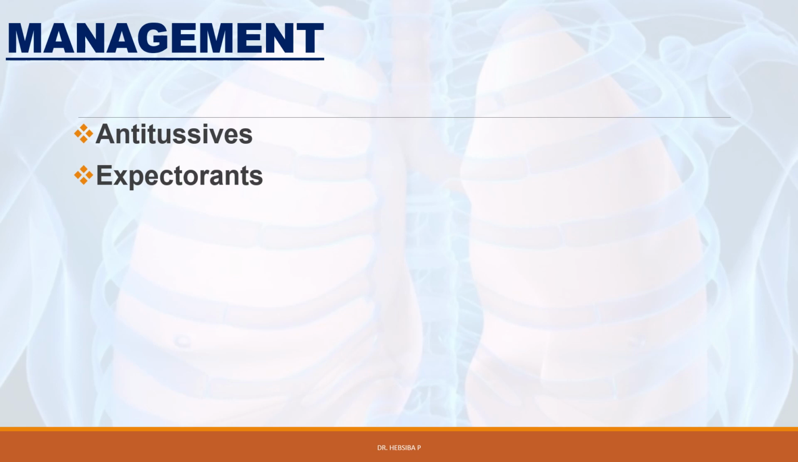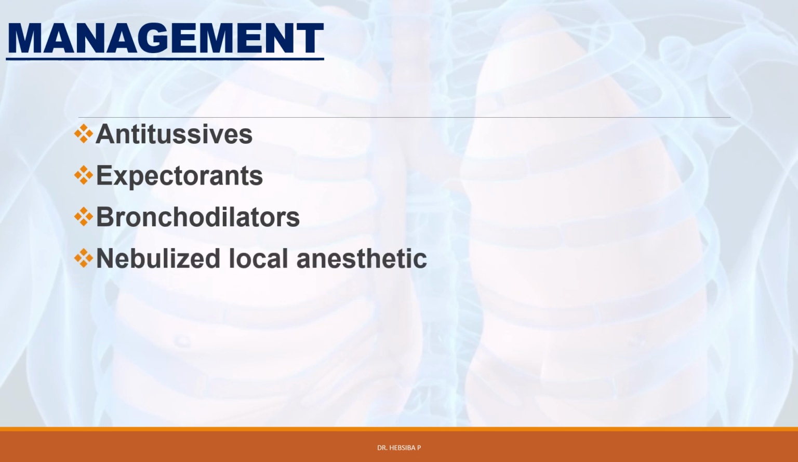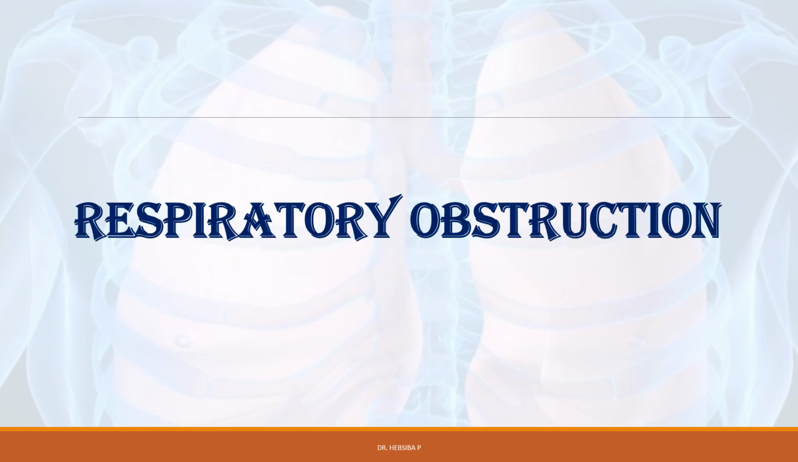Expectorants, in the sense, are the drugs which help to melt out, otherwise drain out, the secretions. Then bronchodilators. I already said asthma is a cause for the cough. So bronchodilators will help to dilate the bronchioles. Certain kinds of obstructive lung diseases will be resolved by the bronchodilators. Nebulized local anesthetic and topical treatments.